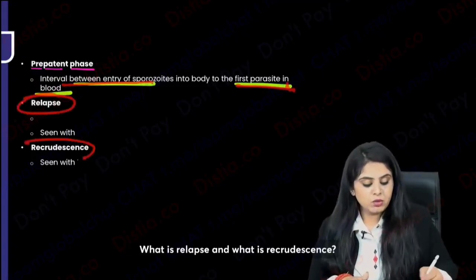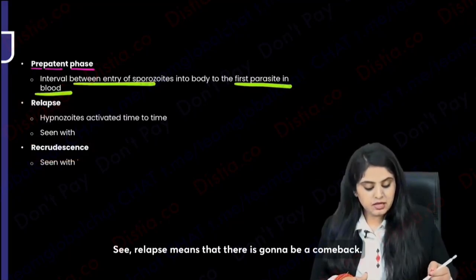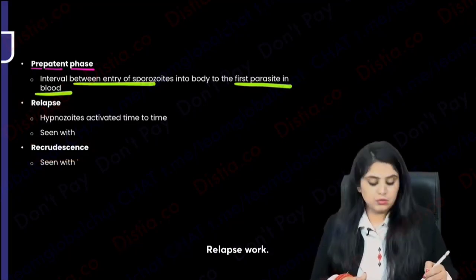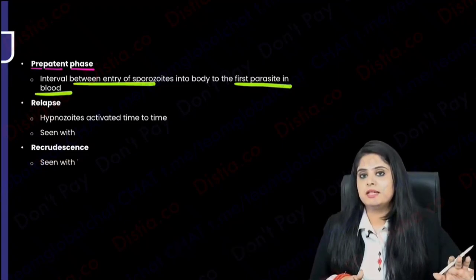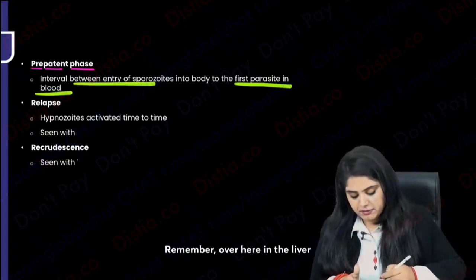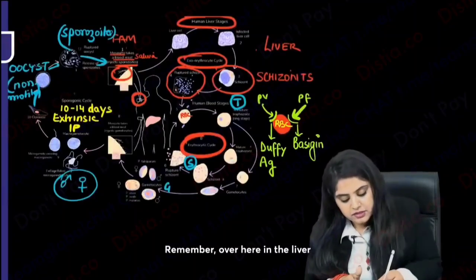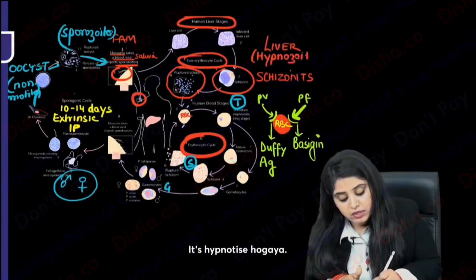What is relapse and what is recrudescence? See, relapse means that there is gonna be a comeback. Relapse happened. Why did the comeback happen? Somewhere malaria slept off in your body, and after some time it woke up. Means, where did it sleep off? Remember over here, in the liver, sometimes there is gonna be formation of hypnozoites. It got hypnotized.